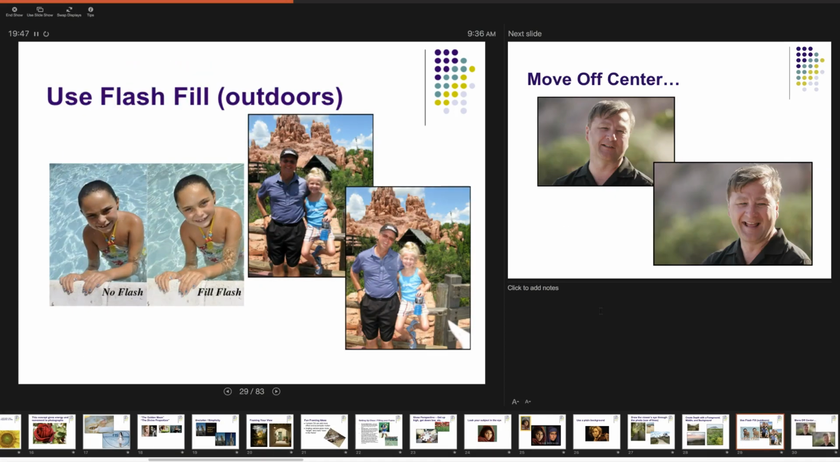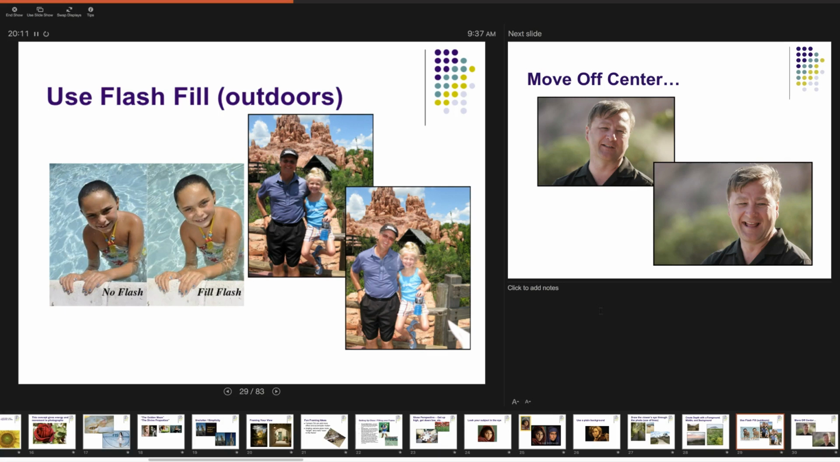Another tip is to force your flash to go off on a sunny day when you're outside, when your flash would normally not want to go off, and that's called a flash fill. And you can see how it fills in the hard shadows. So at high noon, you get rough shadows on faces, and you don't want that. So by forcing your flash to go off, you can get these shots.